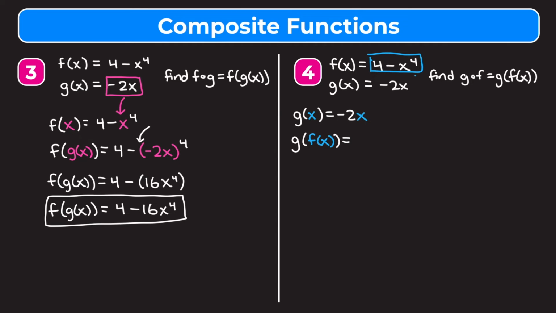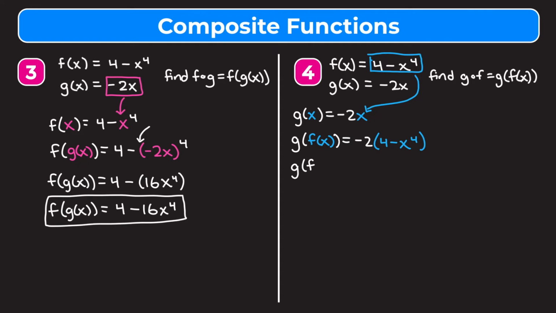So I want to take that and I want to plug it in for x in my g of x equation. So I'm going to have negative 2, and then in parentheses, I want to multiply it by my f of x, which is 4 minus x to the fourth. And now I'm just going to simplify the right side.